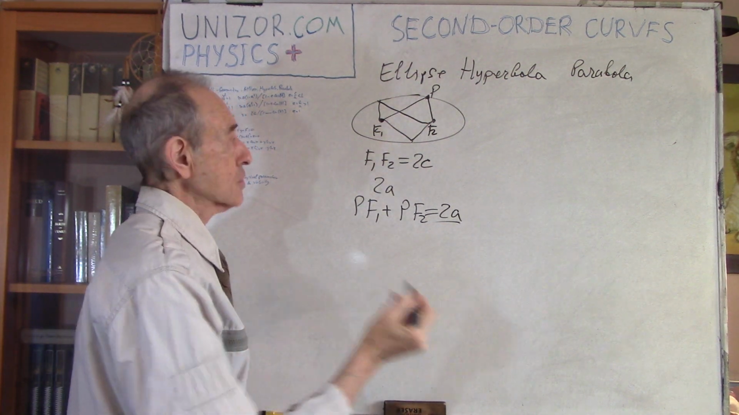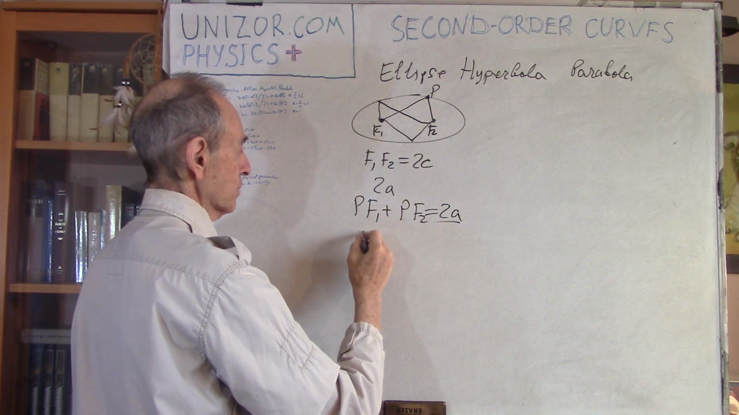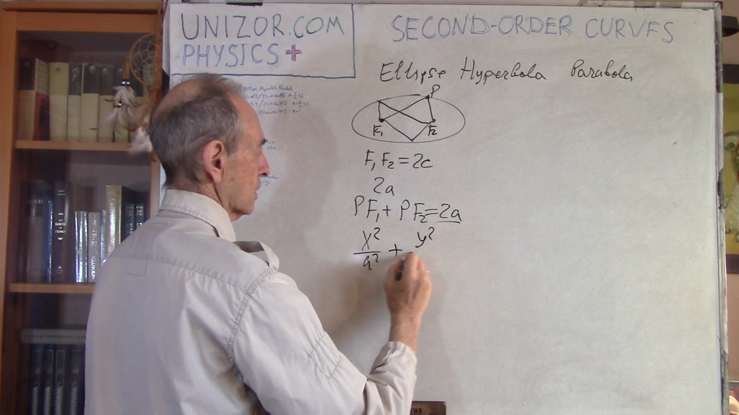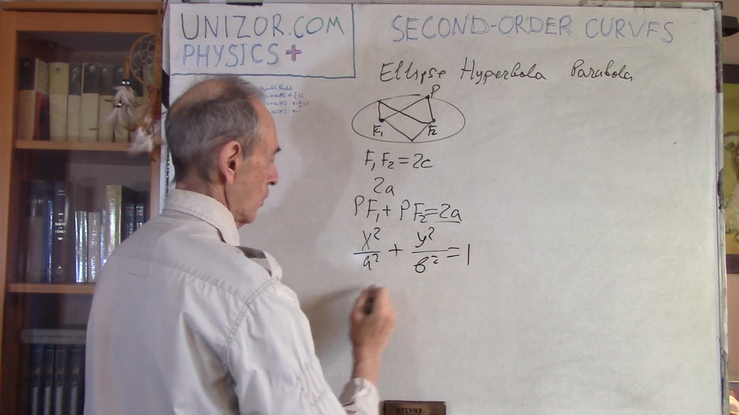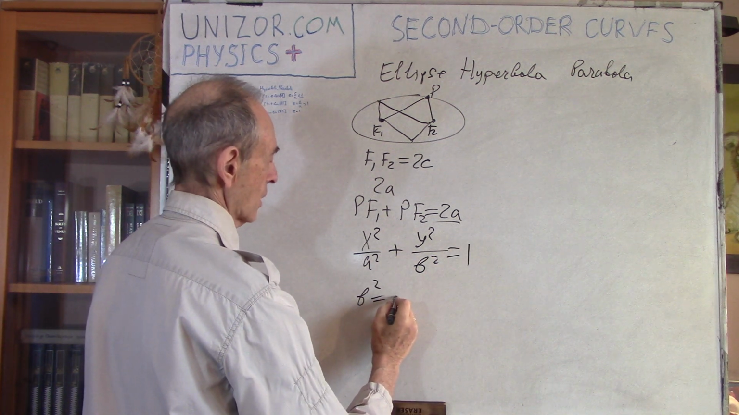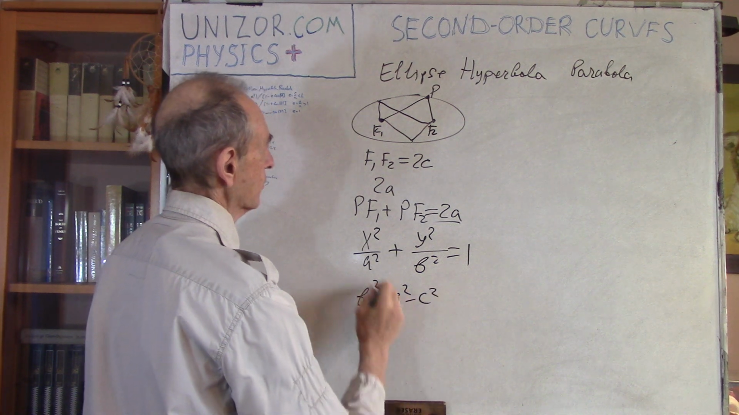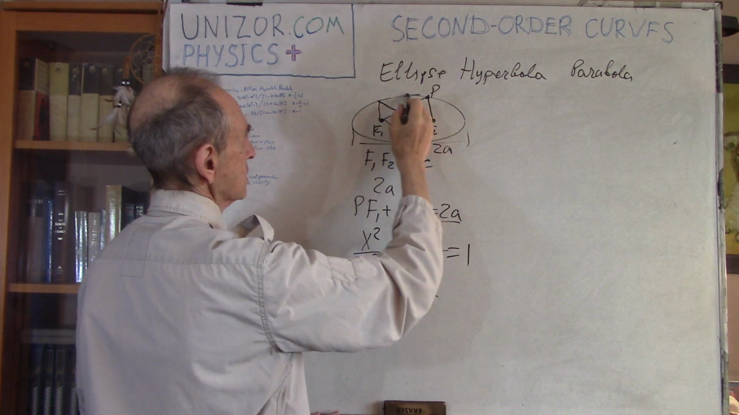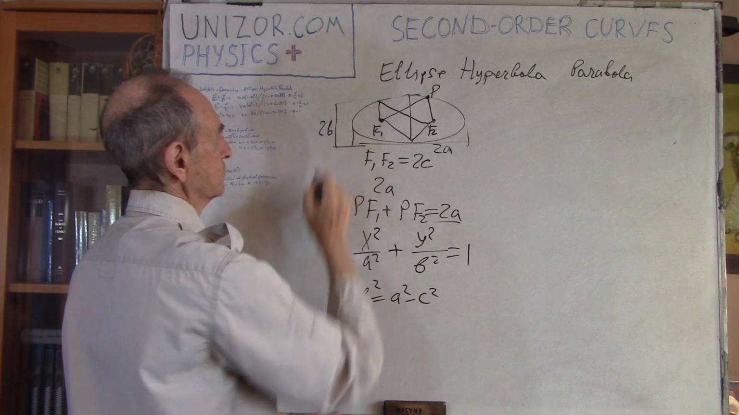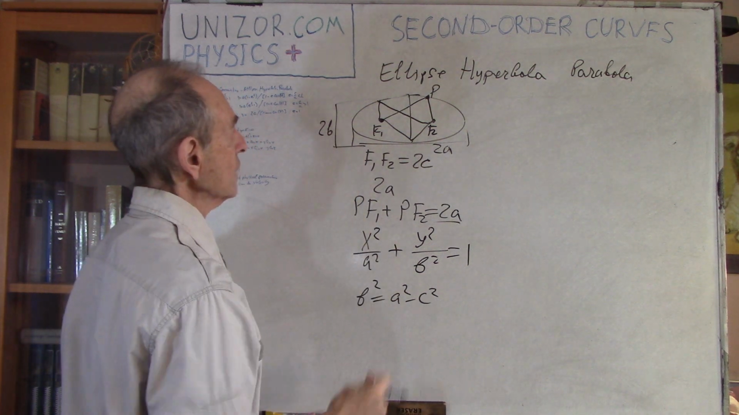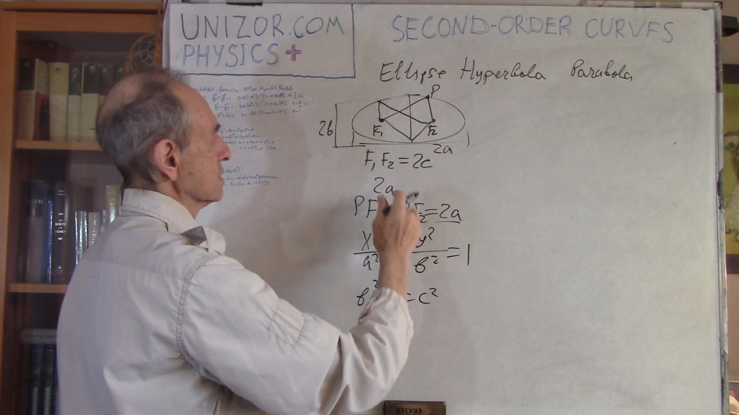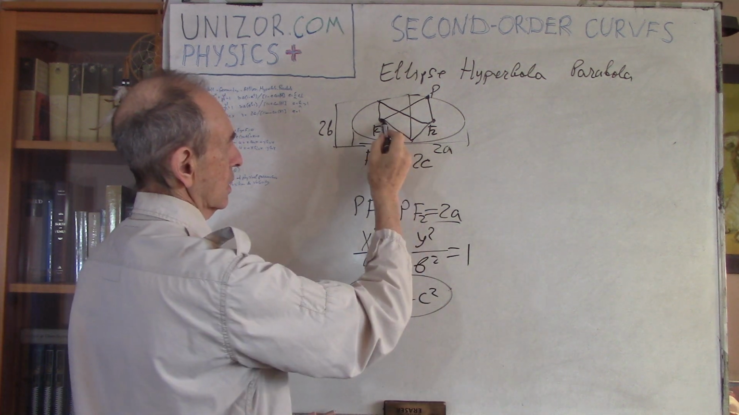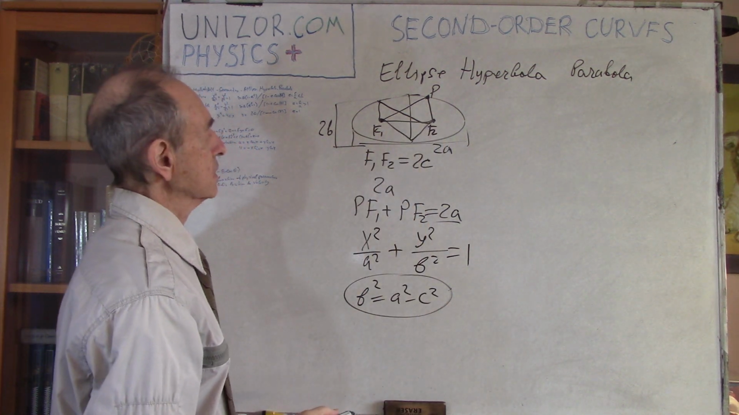So the equation which describes the ellipse is x squared divided by a squared, plus y squared divided by b squared equals 1, where b squared is equal to a squared minus c squared. By the way, this distance is 2a, and this distance is 2b. Very easy to prove. This is the major axis, this is the minor axis, and they are related by this equation. 2c is the focal distance.